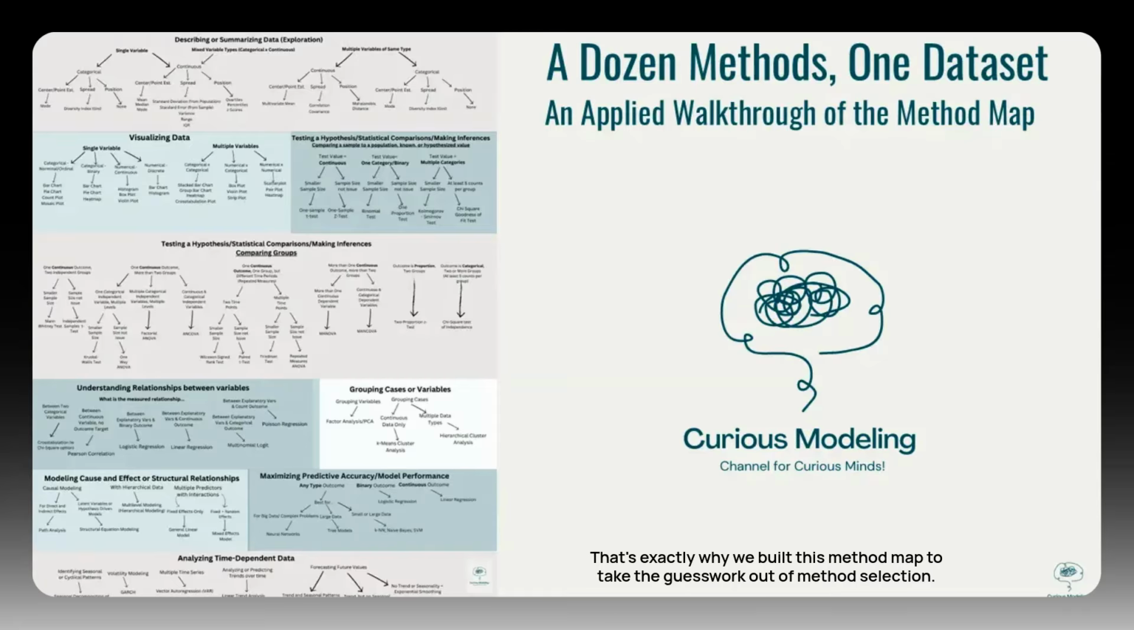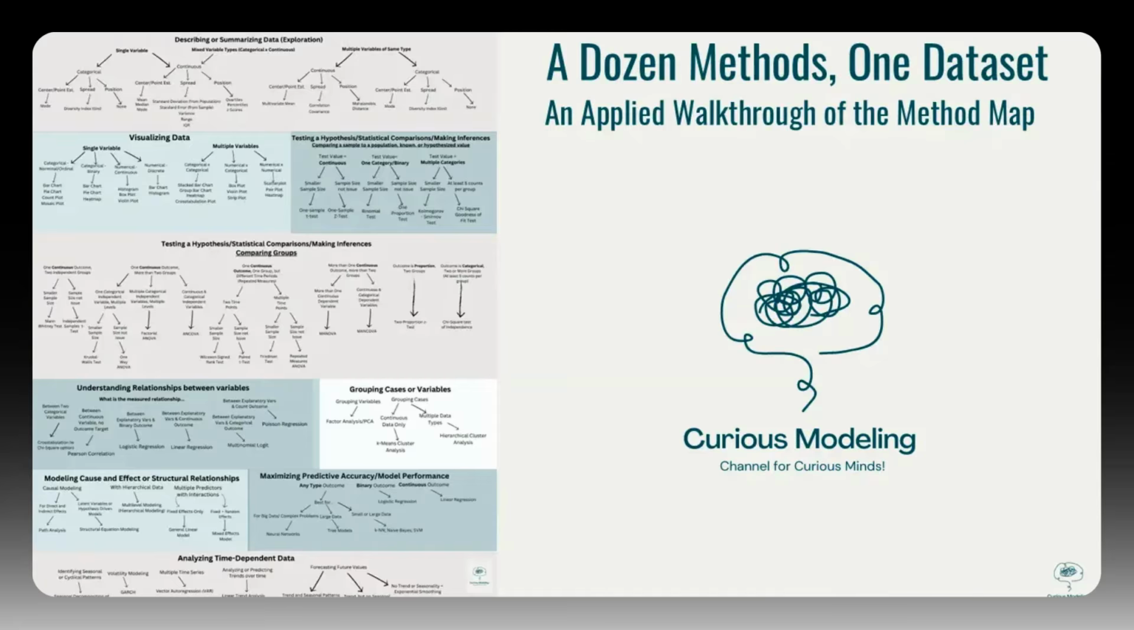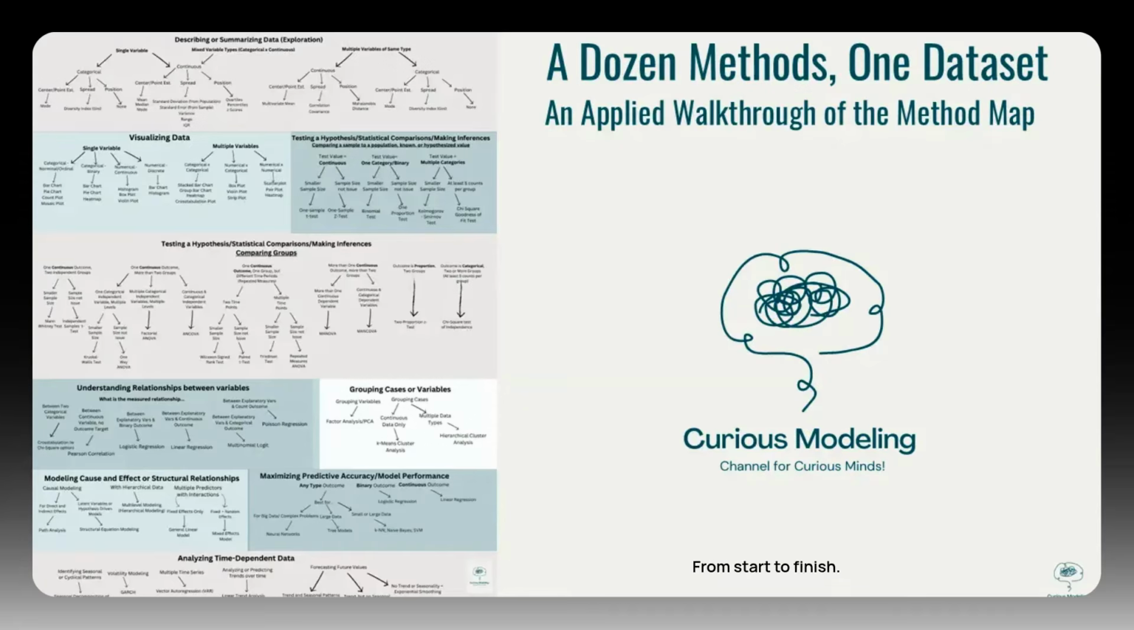That's exactly why we built this method, to take the guesswork out of method selection. This visual guide is your roadmap for choosing the right statistical method based entirely on your research goal, data structure, and variable types. In this video, I'm going to walk you through how to use it step by step and then dive into tons of real-world examples to show it in action, going from start to finish.